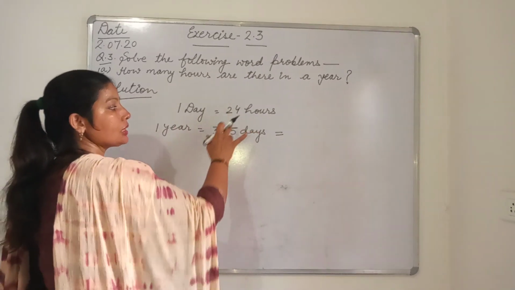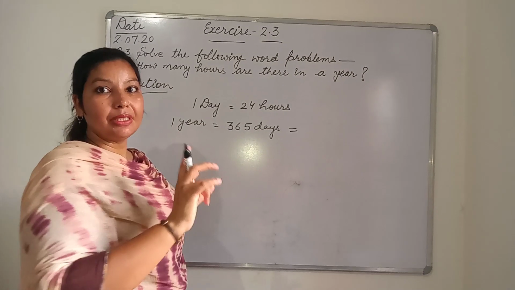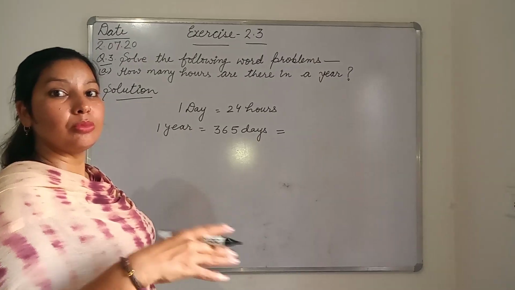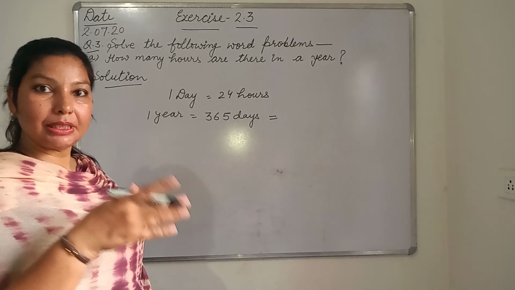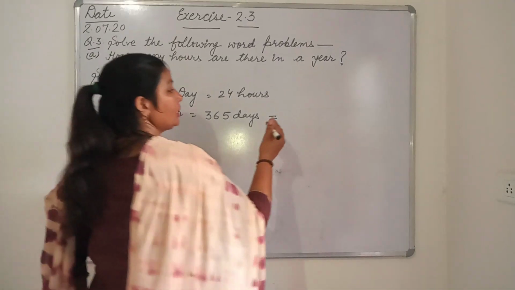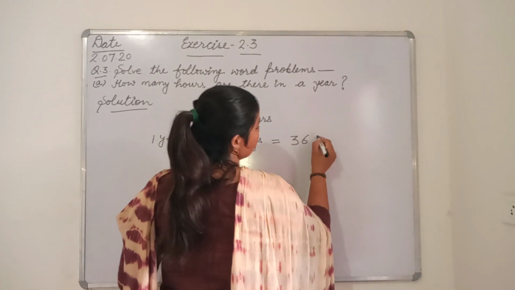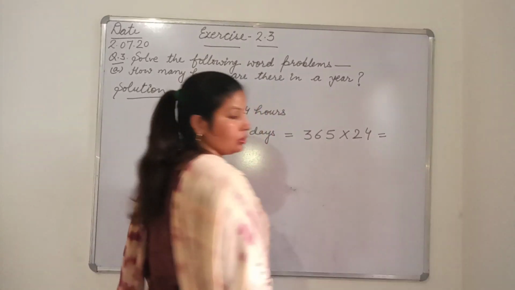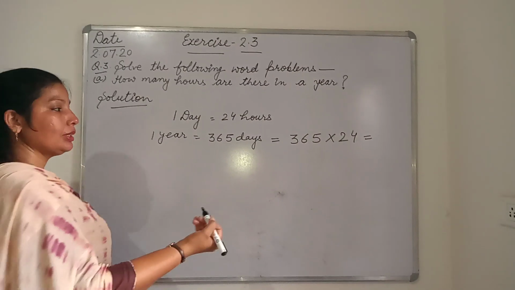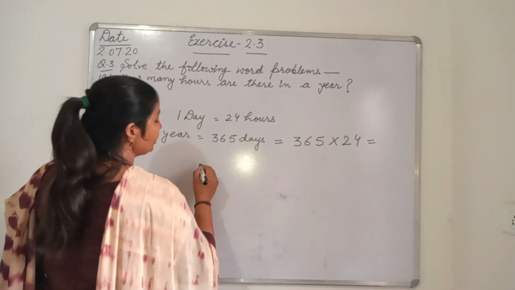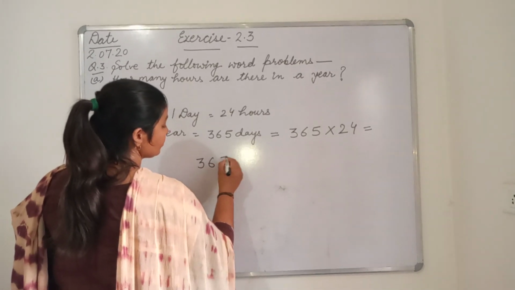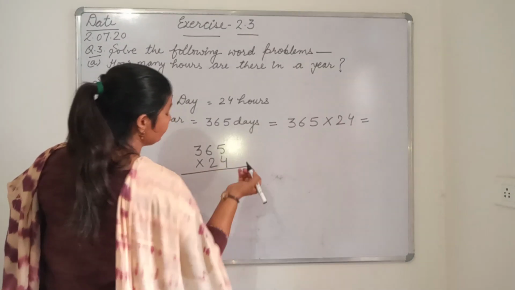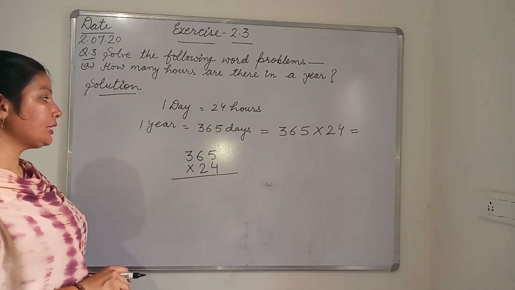Now 1 day is 24 hours, so in 365 days there will be more hours. More days, so more hours. For more hours we will do multiplication. So 365 multiplied by 24, then we will get the hours. So we write here 365 multiplied by 24. Firstly we recite the table of 4.